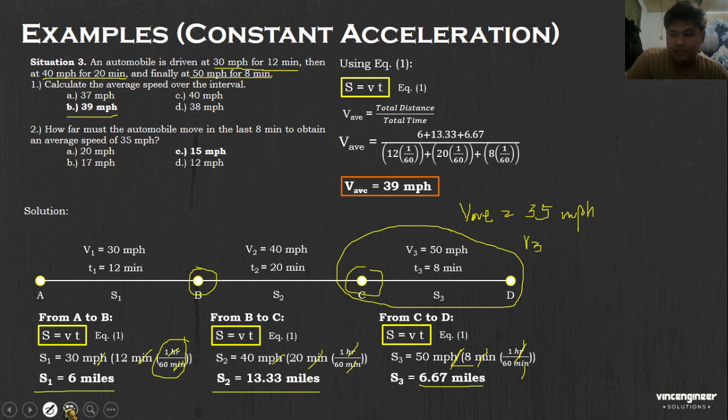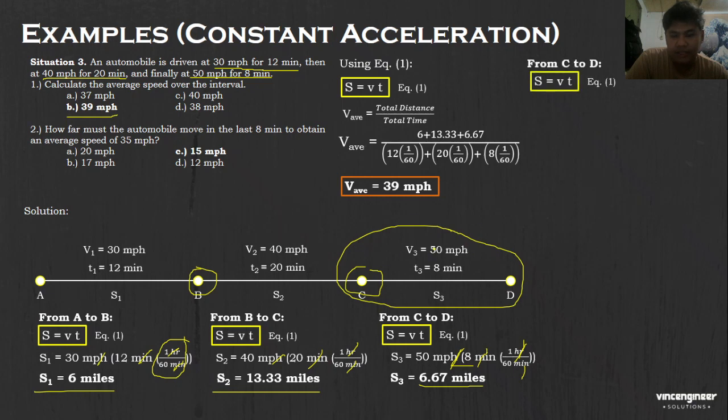So from C to D, we look for V3 in the last 8 minutes to obtain the average speed of 35 miles per hour. First, we use the formula for average speed, total distance over time. The average is equal to S1 plus S2 plus S3 over T1 plus T2 plus T3. If we expand it, V average is V1 times T1 for S1, since distance is equal to velocity times time.